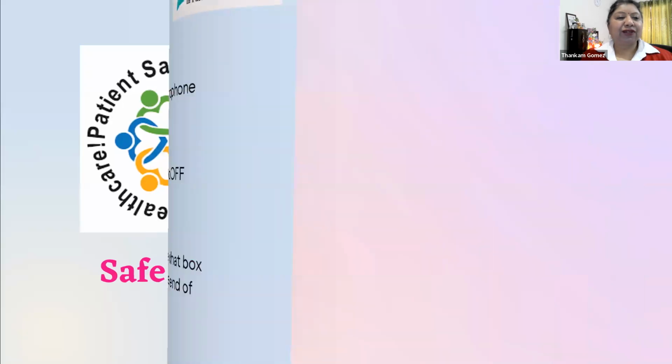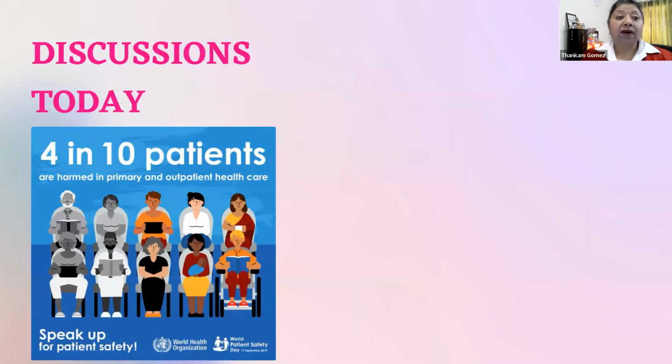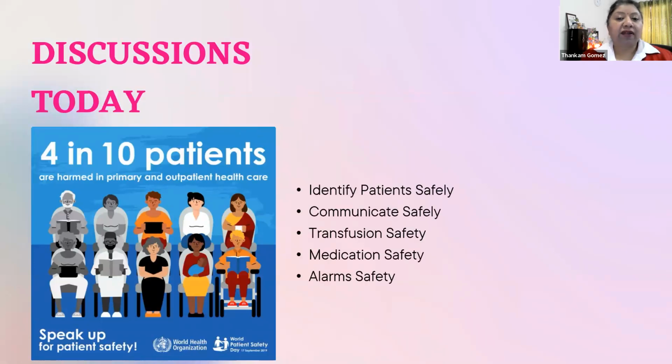So let's get into the first domain, and why we are getting into this. WHO says that 4 in 10 patients are harmed in primary and outpatient healthcare. Even in acute healthcare, the numbers are not very different. I'm sure all of you know there's a saying about aeroplanes; all of us have taken flights. When you get into a flight, you have 1 in 1 million chances that something can go wrong. But once we get admitted into a hospital, there is 1 in 25 chances of getting harmed.